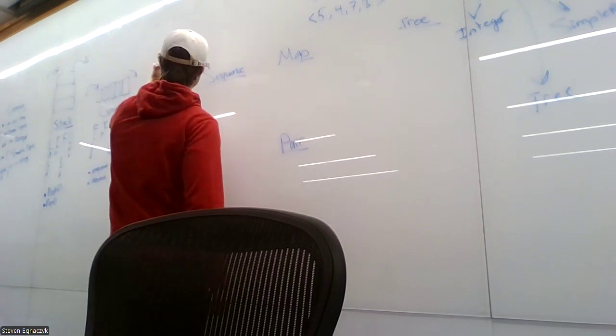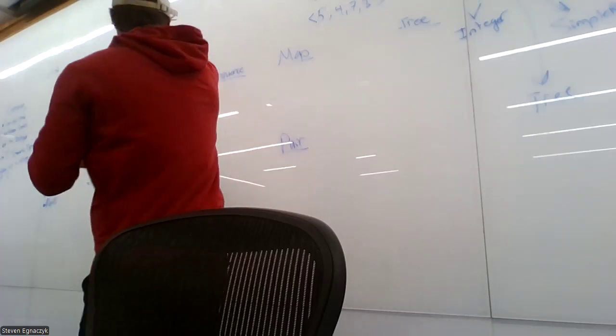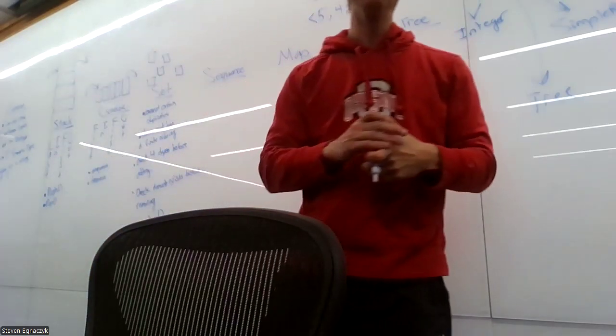So I'm going to draw the set as just a collection of dudes hanging out. And removeAny will randomly pick one of these elements, depending on how it's implemented.